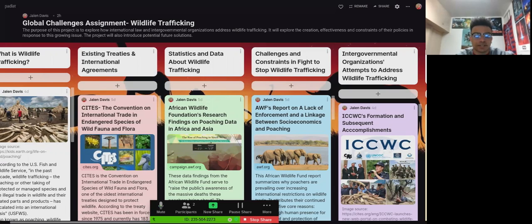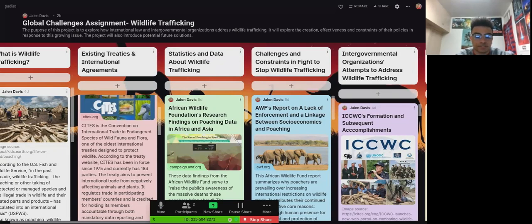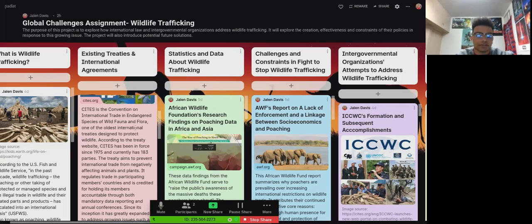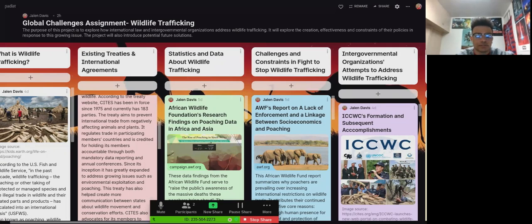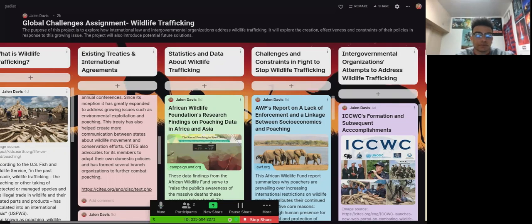The first treaty, CITES, is really important because it's really inclusive. It talks about every species. It has 183 parties and it's been enforced since 1975. It's important because it also mandates reporting on extinction rates and trafficking seizures. And it's greatly expanded recently because of increased funding.